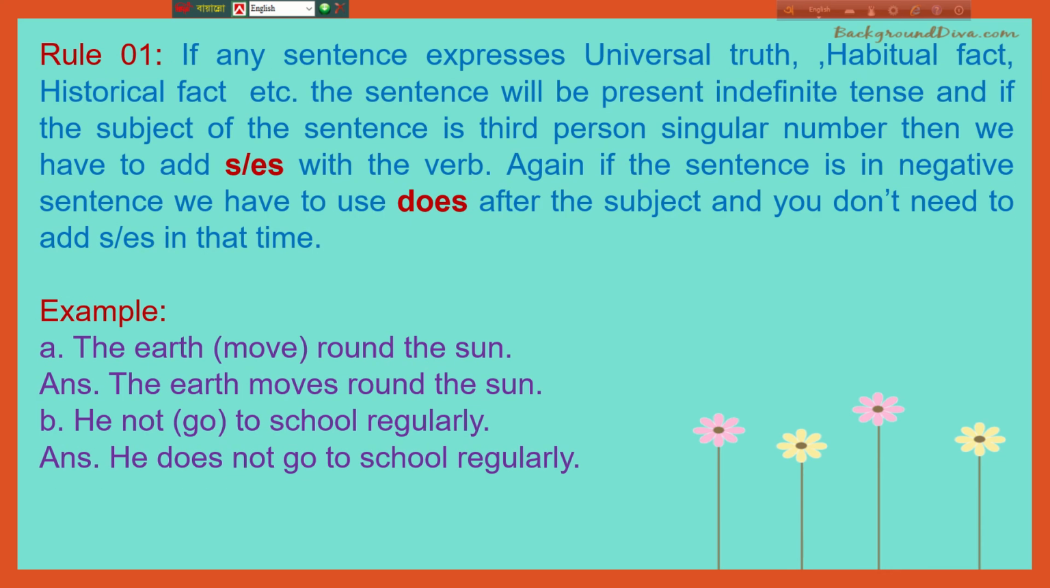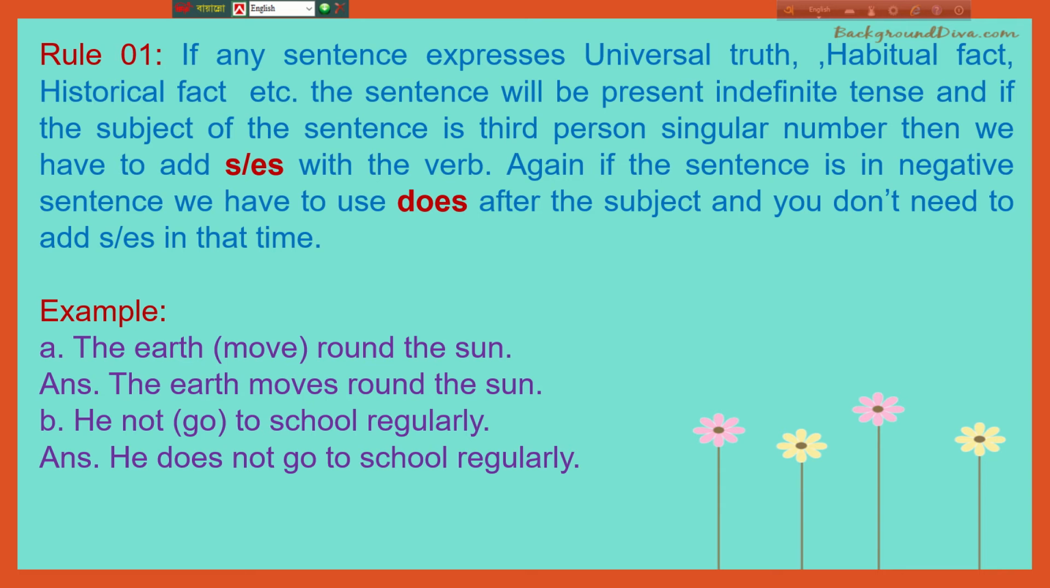To use verb properly in a sentence, we must have the knowledge about some rules of right form of verbs. So let's see some rules. Rule 1. If any sentence expresses universal truth, habitual fact, historical fact, etc., the sentence will be present indefinite tense. And if the subject of the sentence is third person singular number, then we have to add s or es with the verbs. Again, if the sentence is negative, we have to use does after the subject, and you don't need to add s or es at that time. So it's a very easy rule.